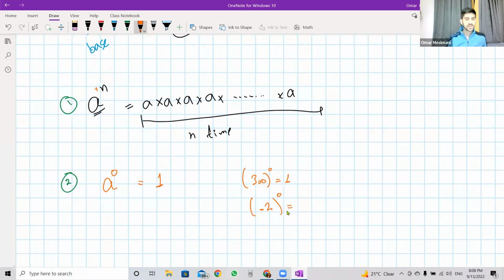Let's focus, please. Negative 2 power 0, what is it? It's 1. Yes. If you have anything, even 0, even a negative, even anything positive or negative, it is 1. What if you have, for example, 3 million power 0? What is it? It's 1. What if you have negative 5 power 0? What is it?